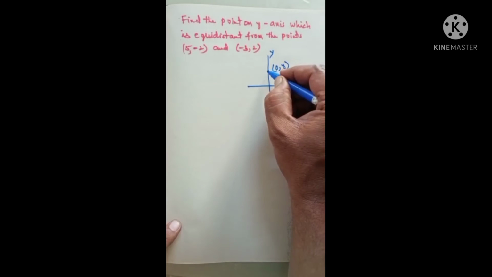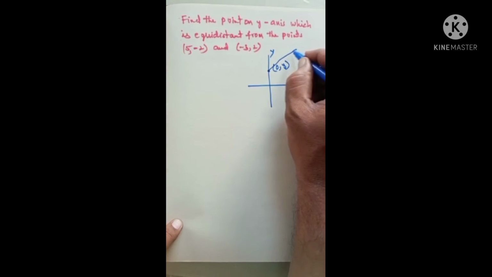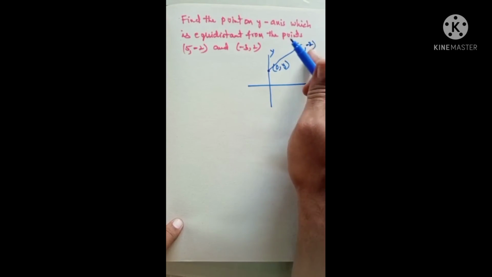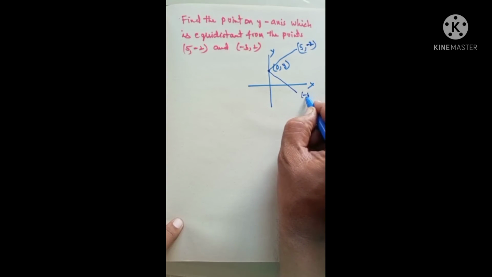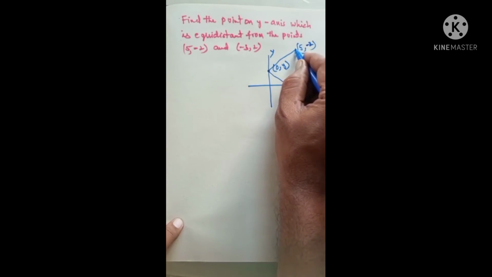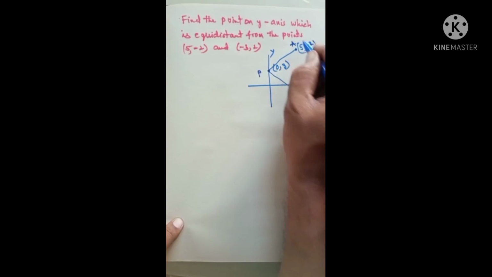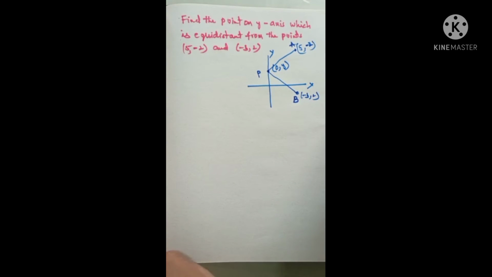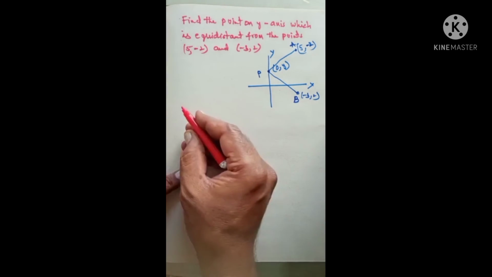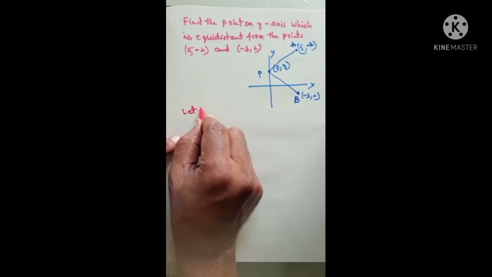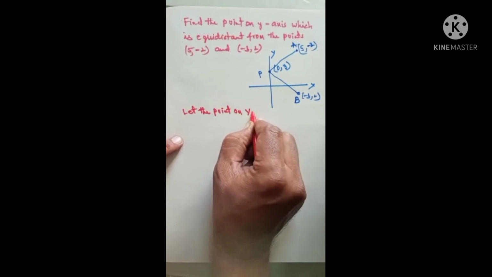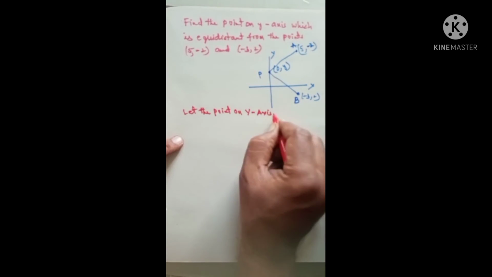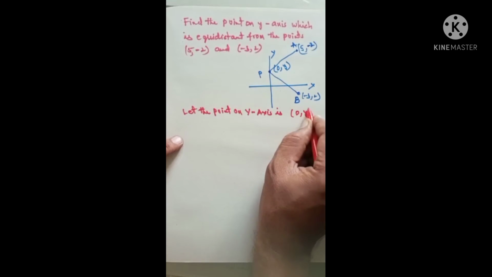Now this point is at equal distance from the two points. For example, you take this as (5, -2), I am drawing the rough figure. (5, -2) will not be in the first quadrant, and this is another point (-3, 2). They are both at equal distance. You say this is P, this point is A, and this point is B. According to the given question, first you want to mention: let the point on the y-axis be (0, y).